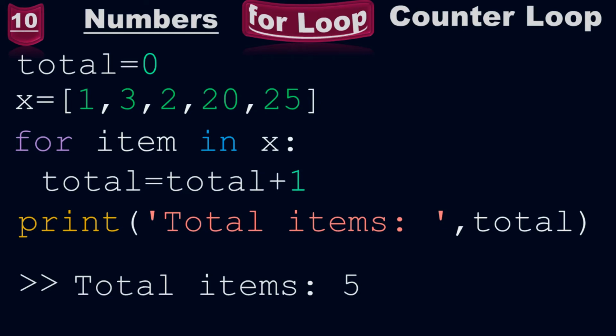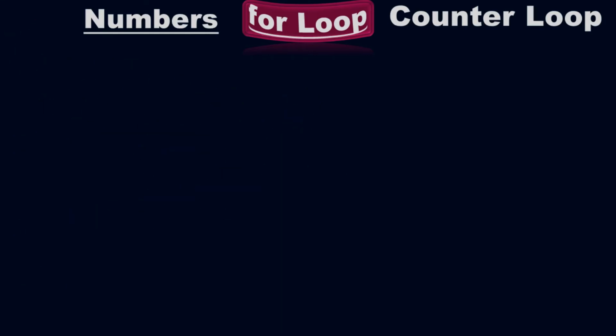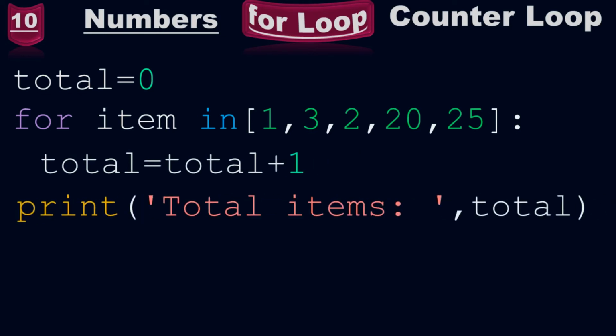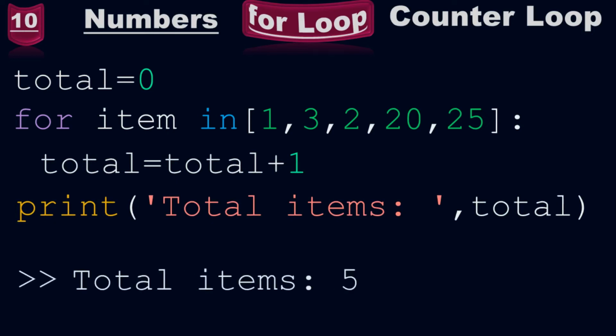Let me check the second method. I will take exactly the same example here, but this time I will show you the alternate method. We have total equals to 0. So for item in 1, 3, 2, 20, 25, and then total equals to total plus 1, print of total items, total, you will get the same answer. Total items are 5. Look, there is nothing difficult.